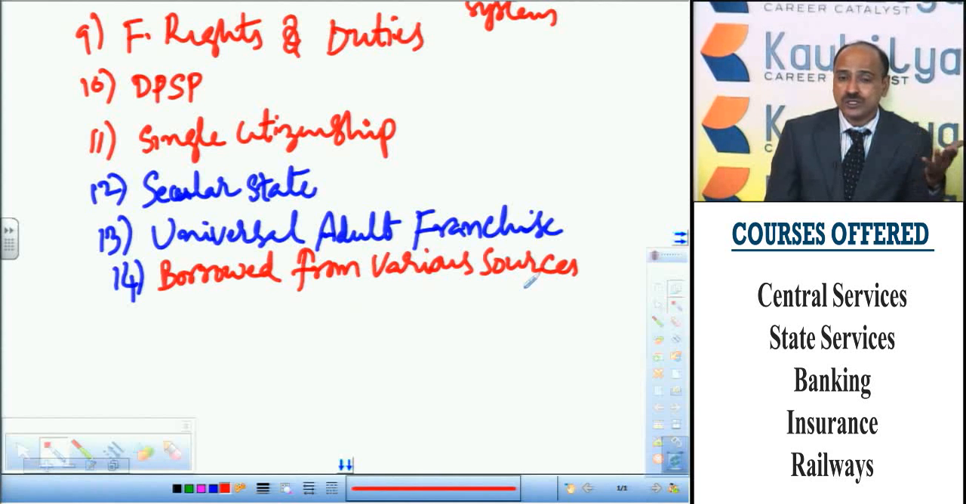Suppose the parliamentary system was successful in Britain, that's why we borrowed the parliamentary system from Britain. Rights were successful in America, so we borrowed rights from America. Directive principles of state policy were implemented in Ireland, so we borrowed them from Ireland. A strong central government system is very good in Canada, so we borrowed it from Canada. The amendment procedure was very good in South Africa, so we borrowed the amendment procedure from South Africa.